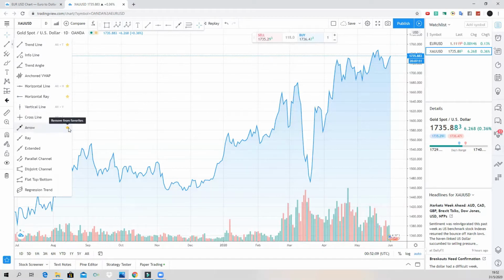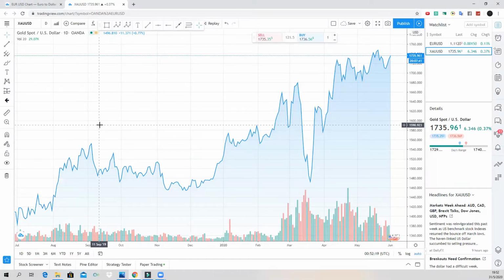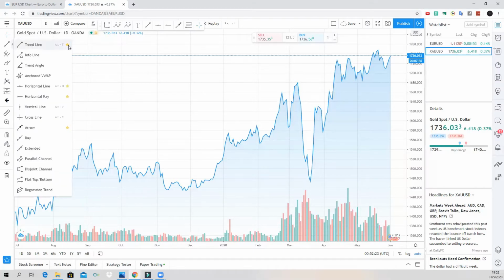This is something very important you must know. Each and every trader is different and has a different vision of the markets. Every trader uses the tools they need for technical analysis. In this case, we have marked as favorites with this star: trend line, horizontal line, horizontal ray, and arrows, which is what we basically use at Trade and Travel.